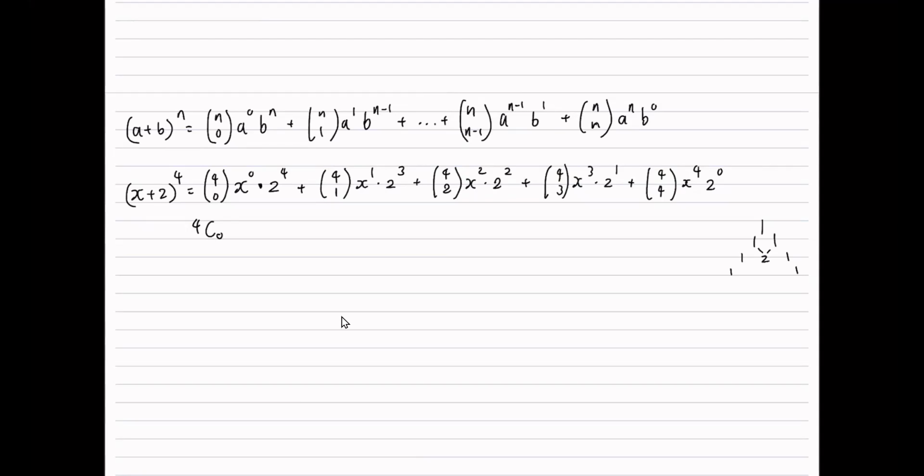1 on the left, 1 on the right. Sum of the previous two numbers, 1 plus 2 gives you a 3. 2 plus 1 gives you a 3. Likewise, 1 on the left, 1 on the right. 1 plus 3 gives you a 4. 3 plus 3 is 6. 3 plus 1 is a 4.